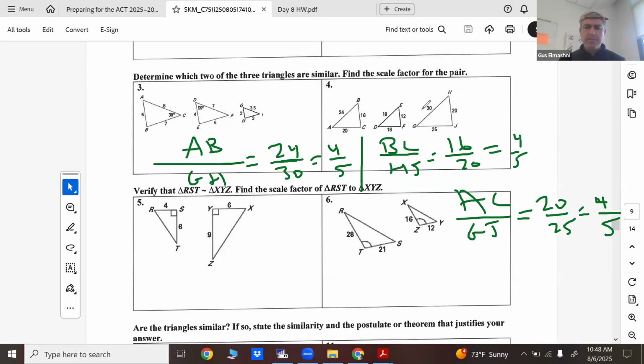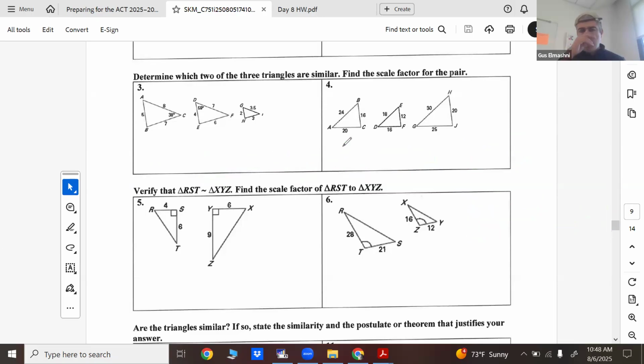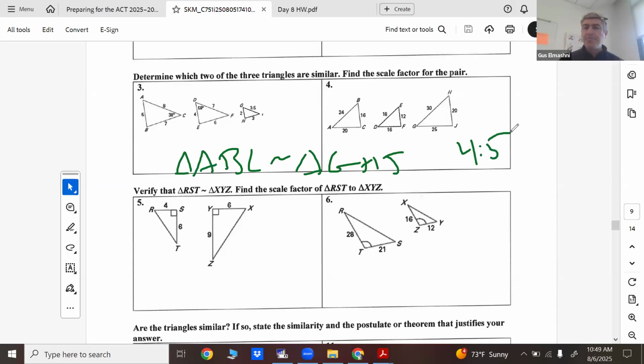Yeah, that should be. Yeah, I think all of them were. So the scale factor just means the ratio they're in. So 20 to 25. For example, for triangle ABC, which is similar to triangle GHJ, you're going to say it's a 4 to 5 ratio. That's what you're going to say.